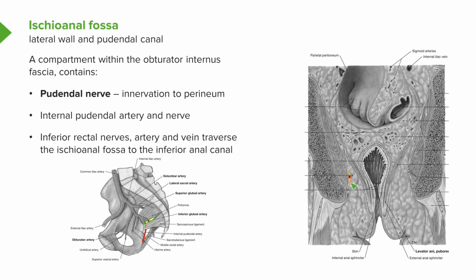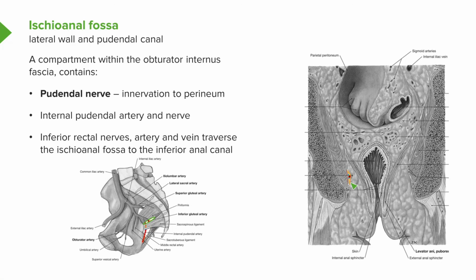innervation for the perineum, but importantly, looking at the arterial supply from the internal iliac, it's containing the internal pudendal artery and also the internal pudendal nerve. It's running along the medial aspect of the ischiopubic ramus, running along the lateral wall of the ischioanal fossa.